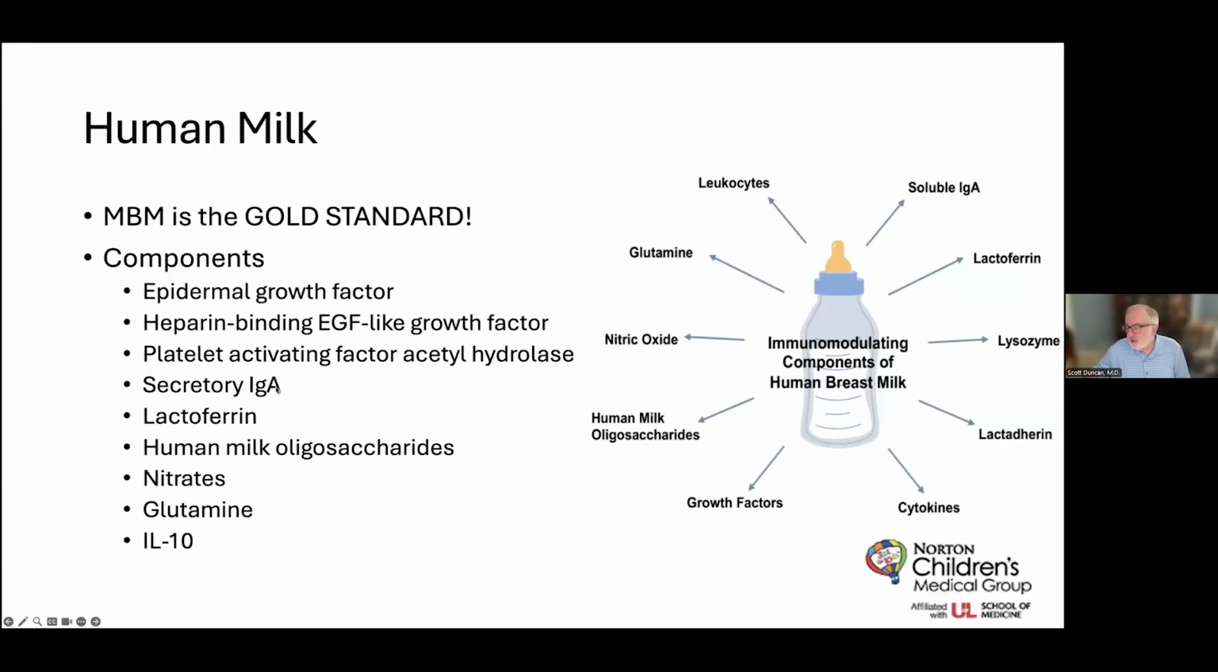Mother's milk will have all kinds of good stuff in it that will include epidermal growth factors, platelet activating factors, secretory IgA is huge. We thought lactoferrin may be one of our big components to prevent NEC. It's got oligosaccharides, interleukin 10s. So you see all the different things that are part of the components of human milk.